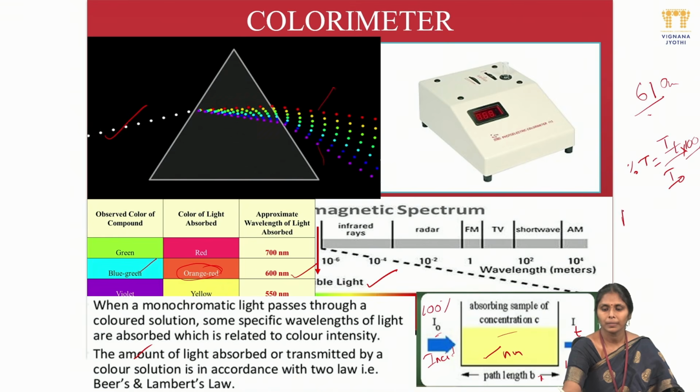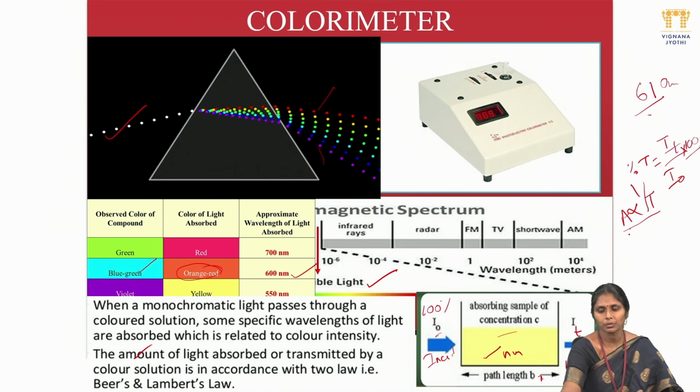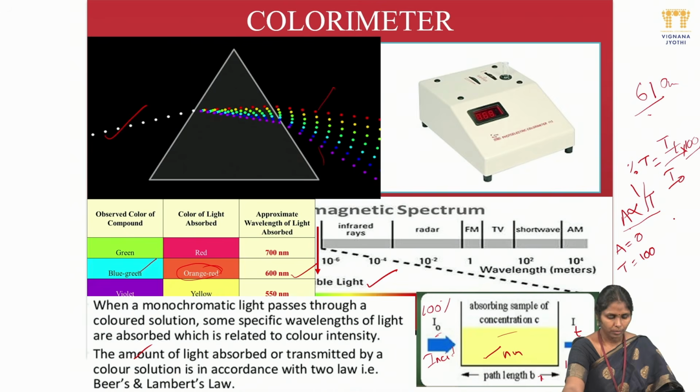What is the relation between absorbance and transmittance? Both are inversely proportional. Suppose we take a blank solution. The blank solution has no color and no ions, so absorbance is 0. 100% of the light passes through the blank solution, and the same amount of light is transmitted because it has no concentration. So transmittance is 100%, absorbance 0. It is inversely proportional: when the absorbance increases, transmittance decreases. Just remember this relation between absorbance and transmittance.